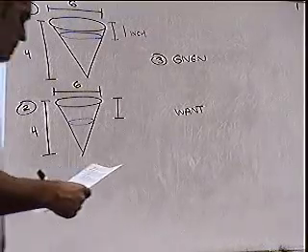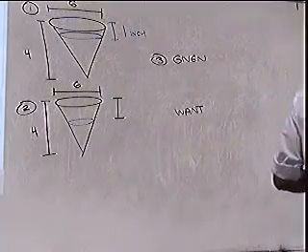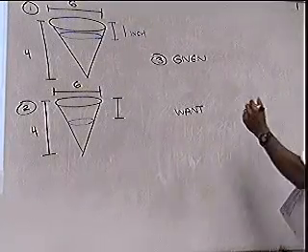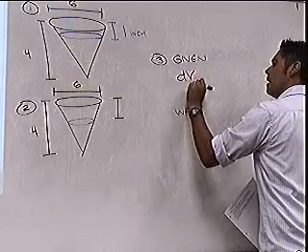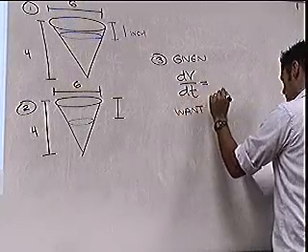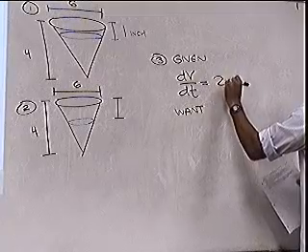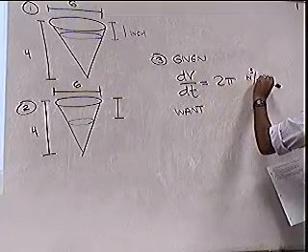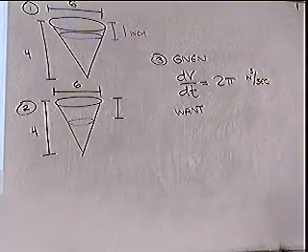What am I given? How fast the what? The volume is changing. So I can call that what? DV/DT. And what is the rate at which it's changing? 2 pi cubic inches, right? Inches cubed per second.